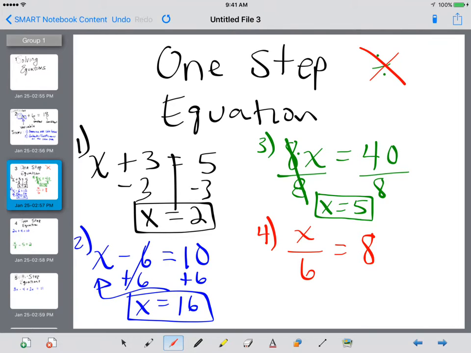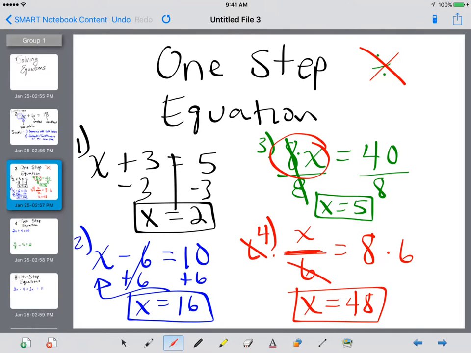Last one on this page, number 4, we have x divided by 6 equals 8. That fraction bar means division. So if we took a multiplication problem like up here and we divided to solve, to undo this, I'm going to multiply by 6 on both sides, and I get x equals 48.